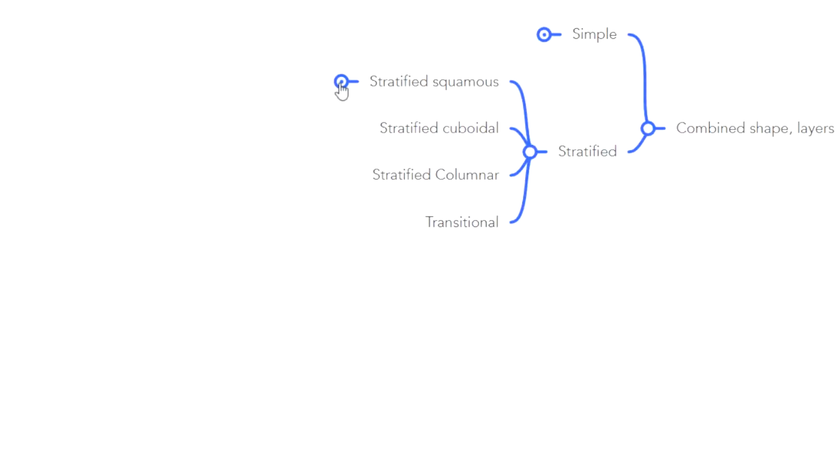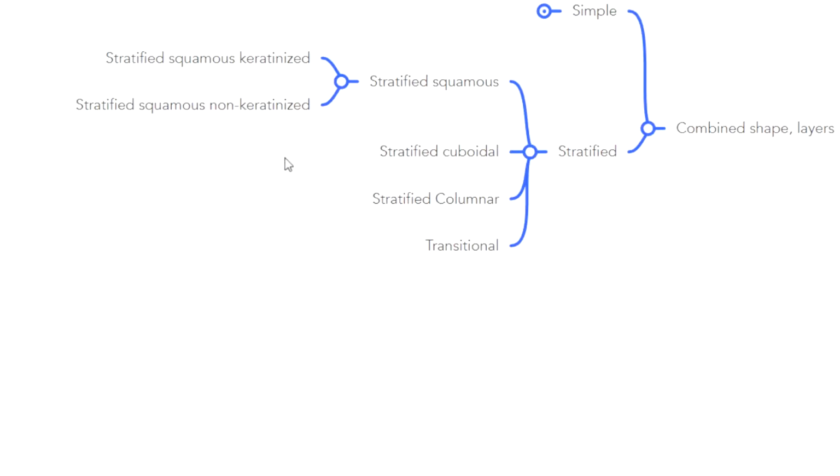Now stratified squamous is further subclassified into two types, based on the surface again, whether the surface cells are living or dead cells. Now if the surface cells lose their nucleus and the cell organelles and are completely filled with keratin, which is a protein, then it is called the stratified squamous keratinized epithelium. If the surface cells are flattened cells with nucleus and cell organelles, which are living cells, then it is called the stratified squamous non-keratinized epithelium.